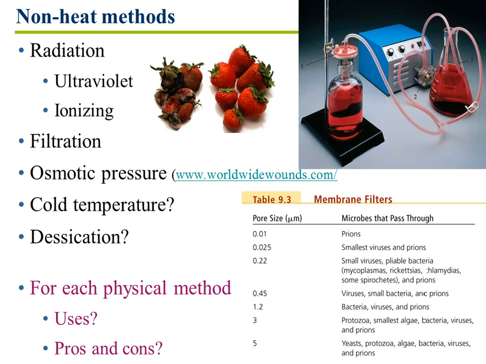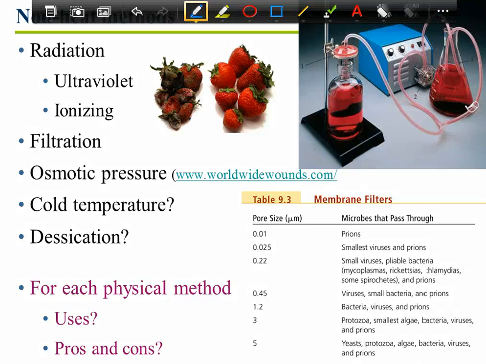And you can vary the size of the filter. So you can see a table at the bottom here showing you different size filters. If you want to keep out bacteria, then you would go with maybe this 0.22 micron size filter, and that'll catch all bacteria. Now you may have a few little viruses that get through, and if that's a concern, then you just get a smaller filter size.